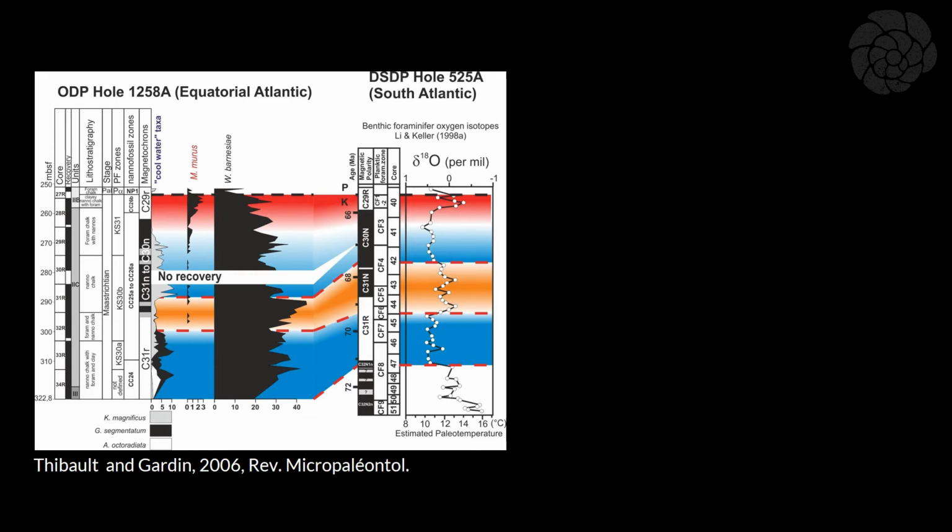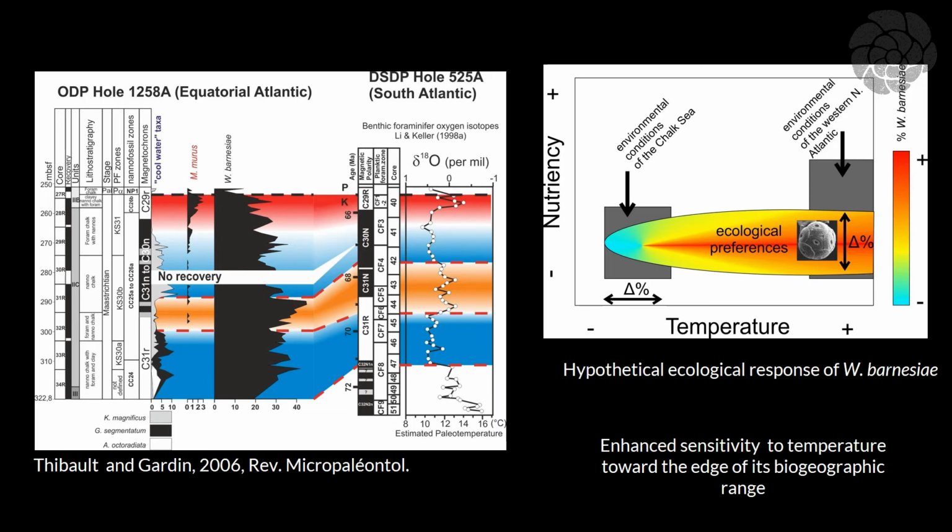So why is that? Why is it that in one site we have barnesiae responding very well to temperature changes, and in another it doesn't? Well, I think that the reason is because of this picture here on this graph of the preference of barnesiae. I've tried to report here hypothetical environmental conditions of the Chalk Sea. They are ultra oligotrophic, and they are much cooler, of course, than tropical latitudes. And these are the environmental conditions of the western North Atlantic in gray.